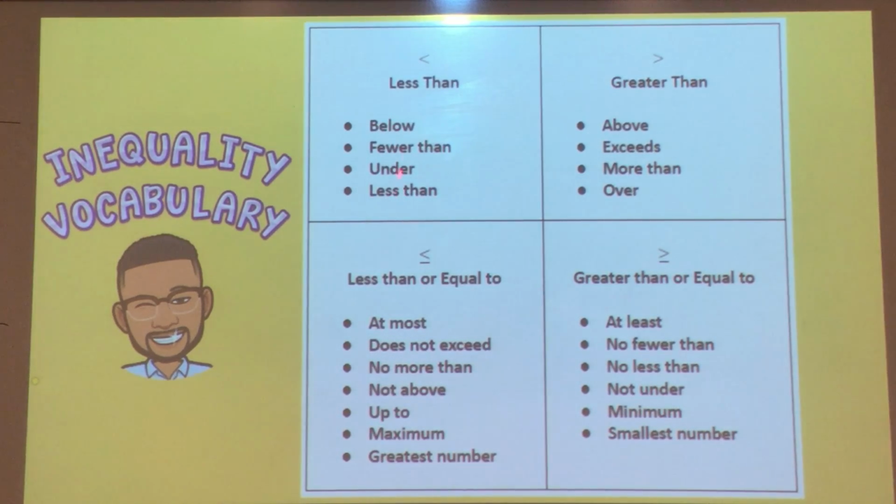These are typical vocabulary words that I'll see below: fewer than, under, less than. When I'm dealing with less than or equal to, that's when you'll see terms like at most, does not exceed, no more than, not above, up to, maximum, greatest number. That's less than or equal to.